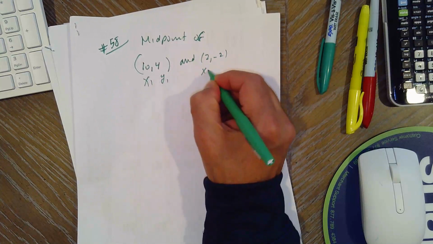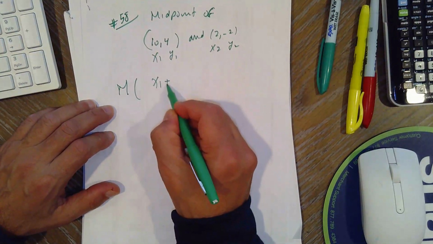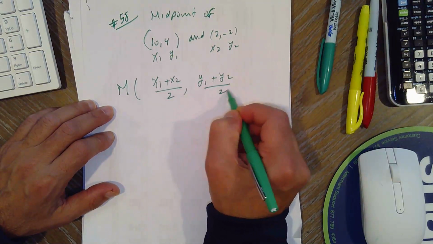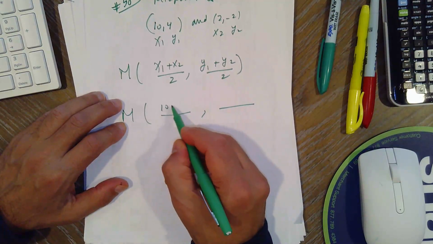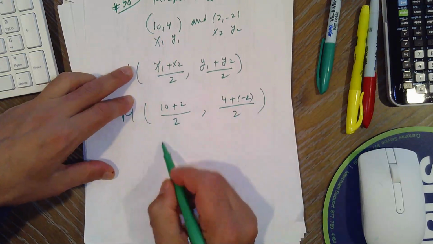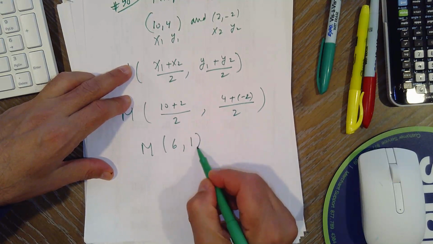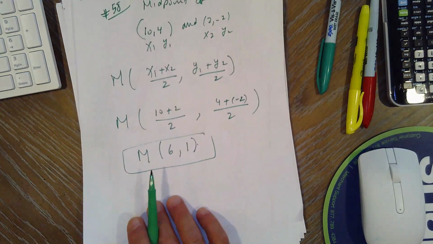x1, y1, x2, y2. So M, the formula, x1 plus x2 over 2, y1 plus y2 over 2. So 10 plus 2 over 2, 4 plus -2 over 2, 6 over 2. I'm sorry, 12 over 2 is 6, and then 1. That's the midpoint. If you plot these 2 points, halfway is going to be right there.